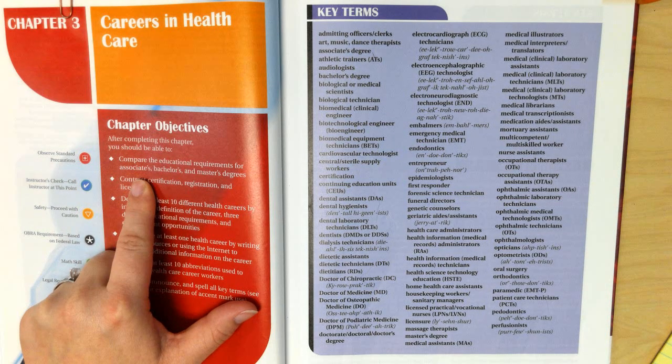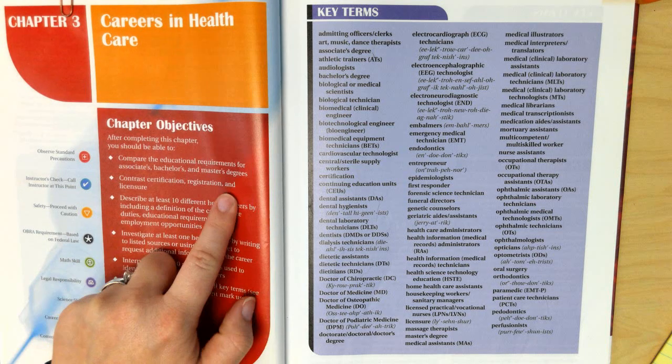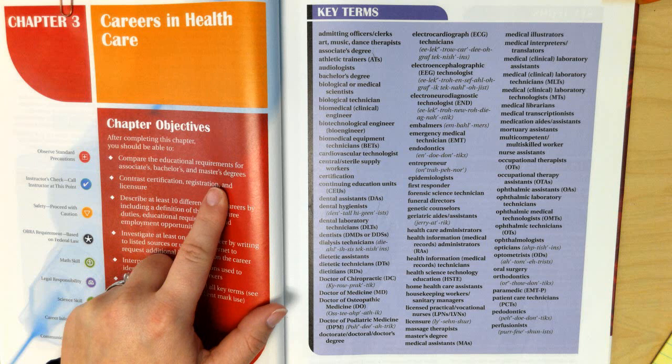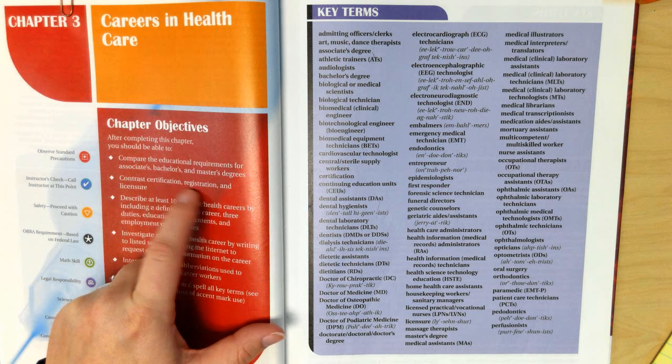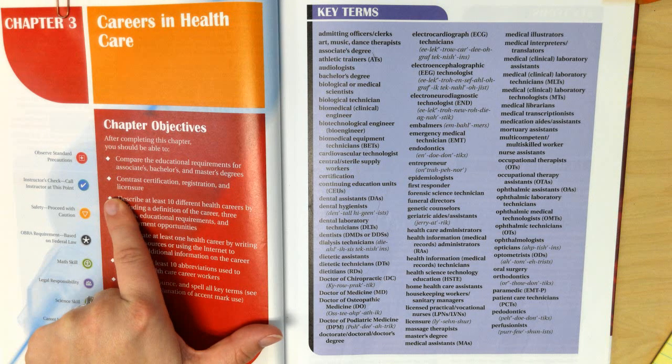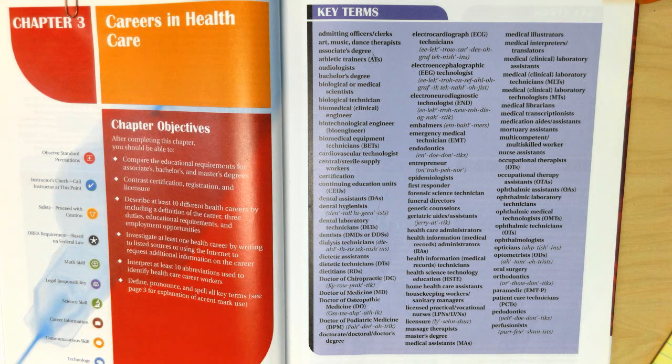You should be able to distinguish the differences between an associate's degree, a bachelor's degree, and a master's degree. You should know the difference between a certification, a registration, and a licensure, and who is responsible for issuing each of those.